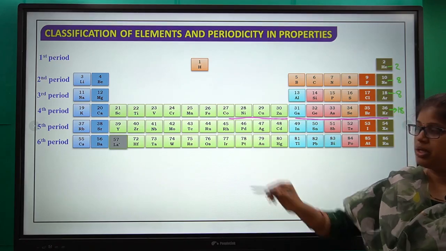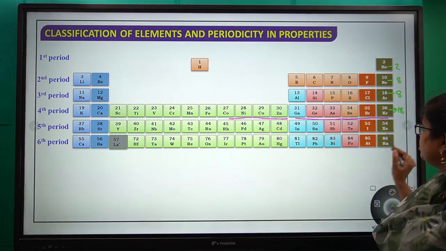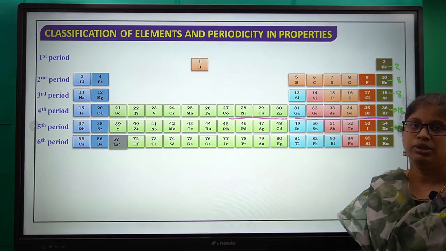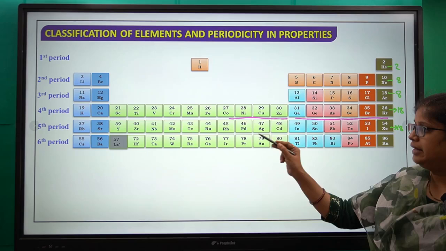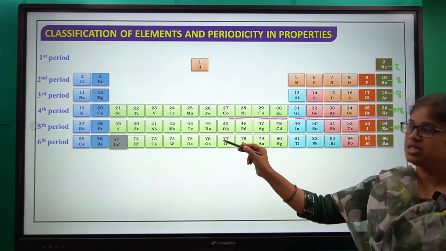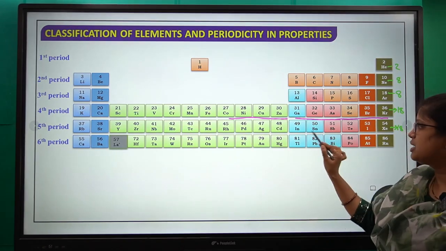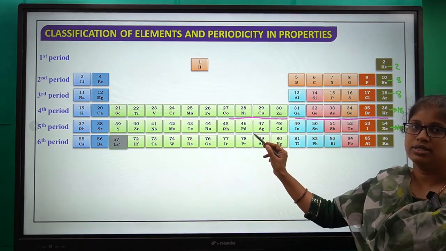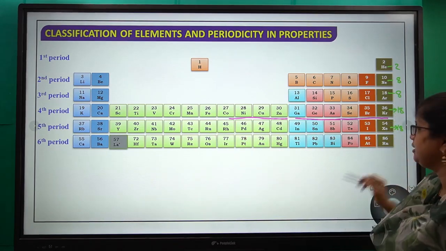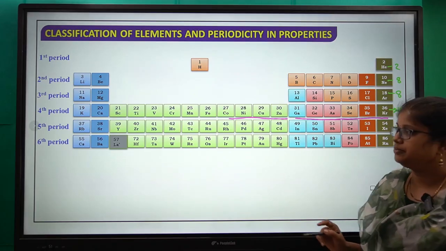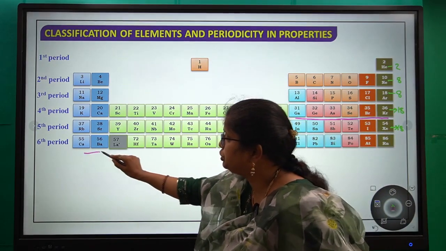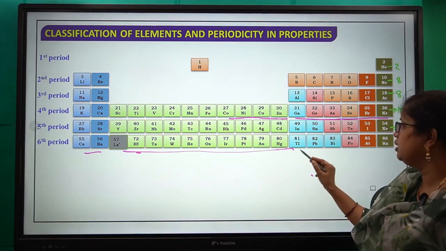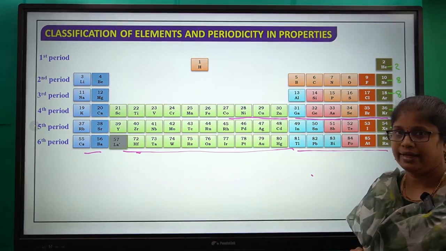Okay. Next, rubidium to xenon. Here also how many elements are there? 18. 2 are from rubidium, strontium and 10 are from the transition elements, that is in the green color. Next, from here to here, these are the 6 elements. So 6 plus 10, 16. 16 plus 2, 18. Okay. Next, 6th period. 2 and from here to here 10. 10 plus 2, 12. 12 plus 6, 18.